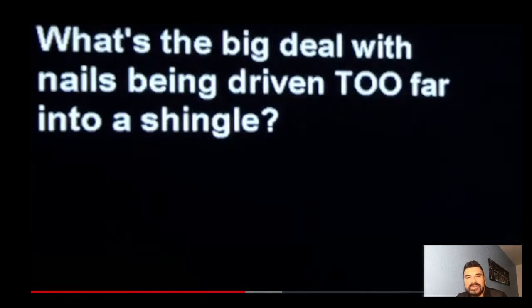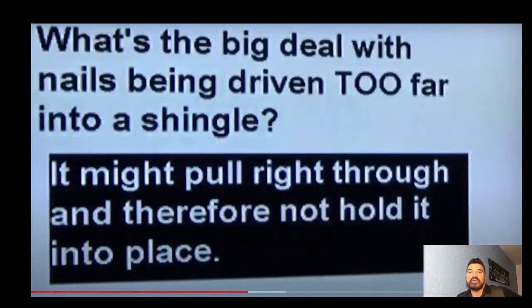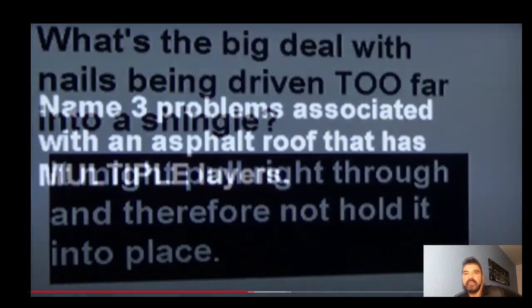Here's a new question. What's the big deal with nails being driven too far into a shingle? Why do we care about this? It might pull right through and therefore not hold it in place. That is your optimal answer. And it's a practical thing as well. Don't think it doesn't happen. It happens a whole bunch.